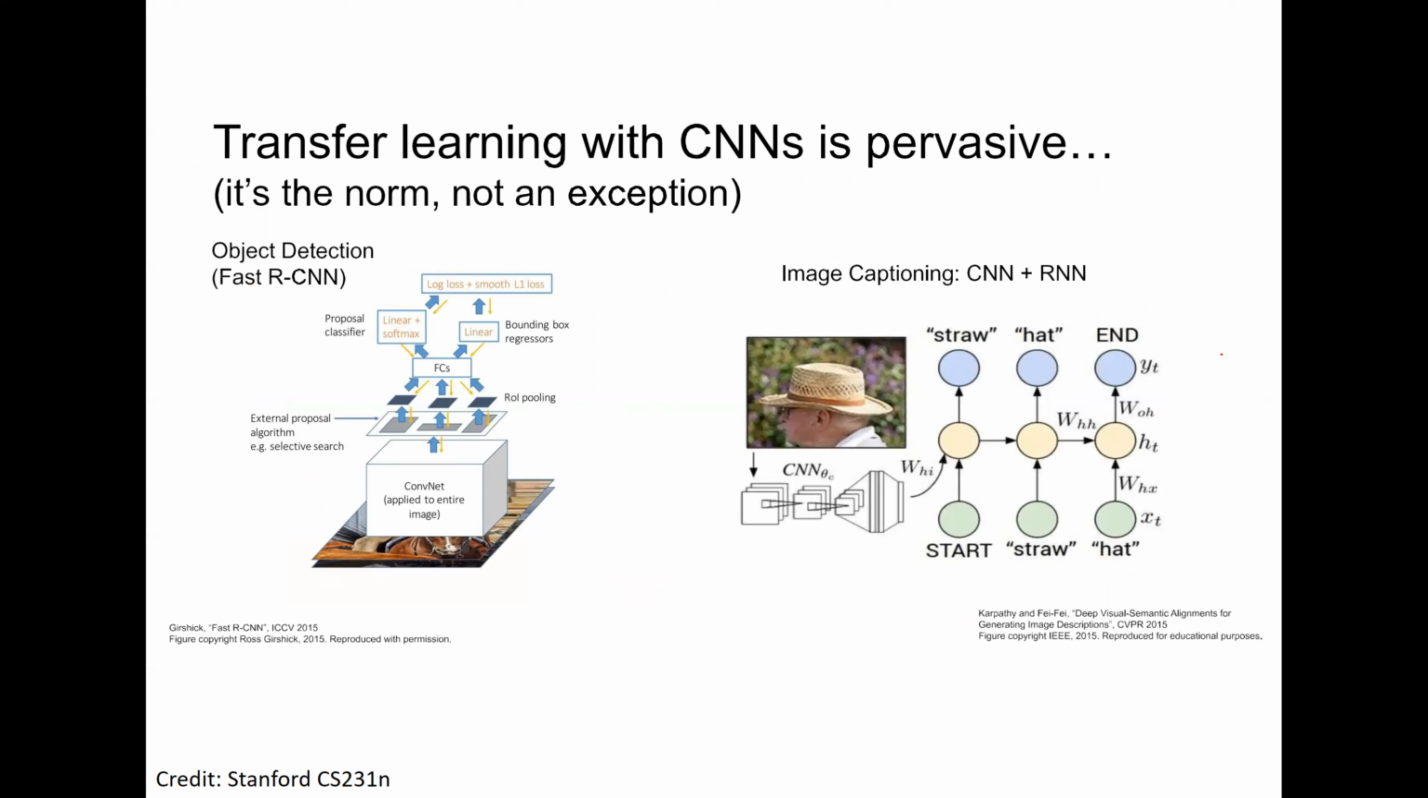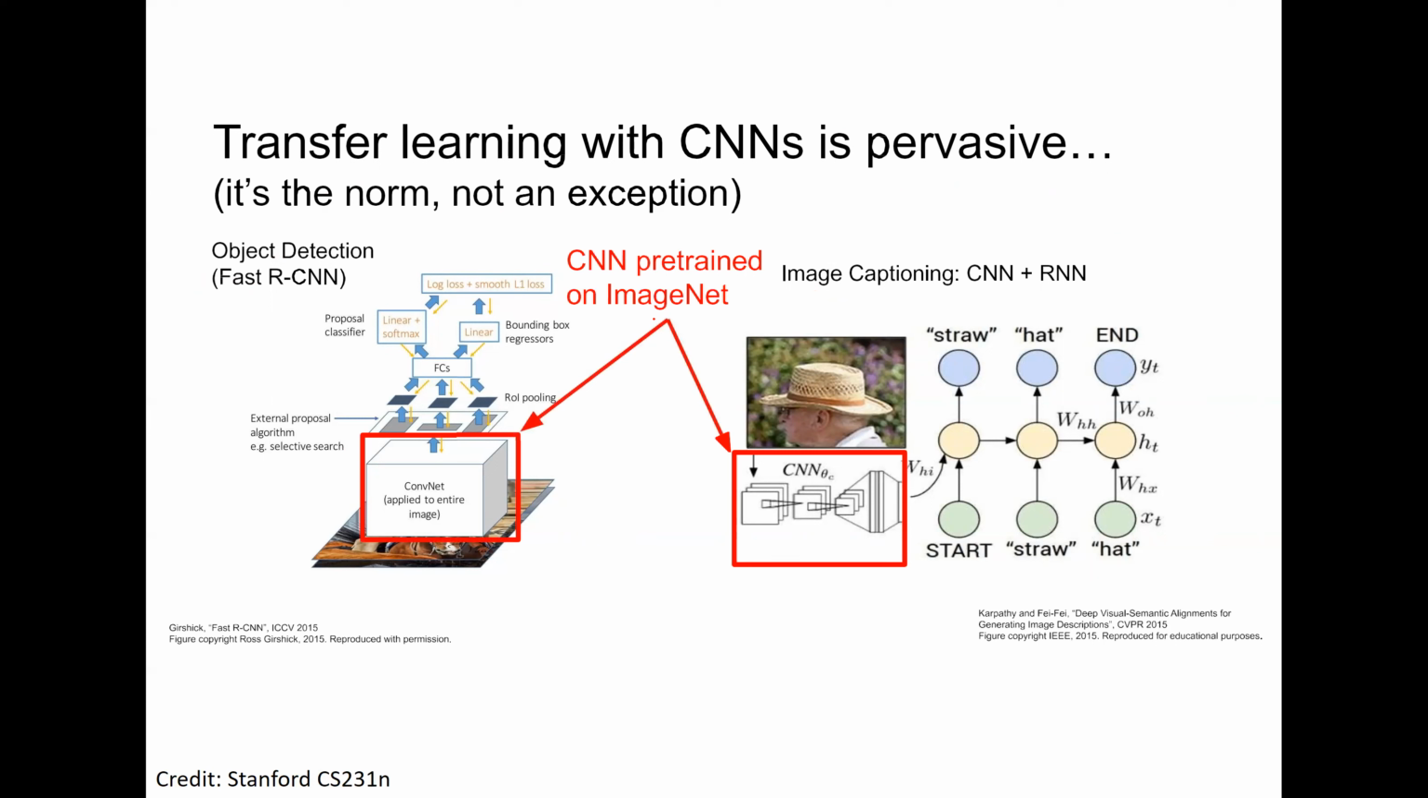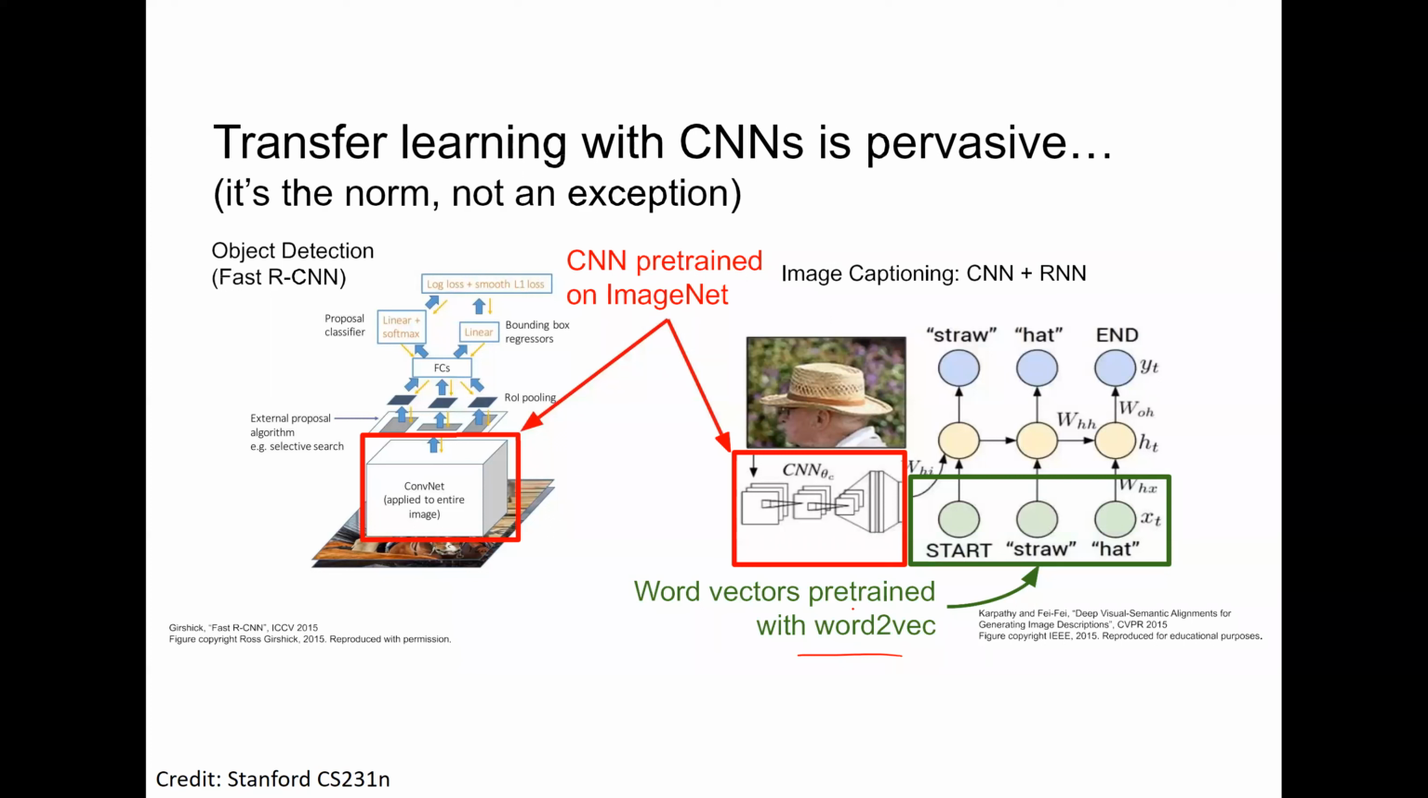And transfer learning with CNN is pervasive, meaning that it is the standard. It is not an exception. For example, object detection networks and image captioning networks all used a CNN pre-trained on ImageNet. And this part is also pre-trained with Word2Vec. We're going to talk about what Word2Vec is later in this course.